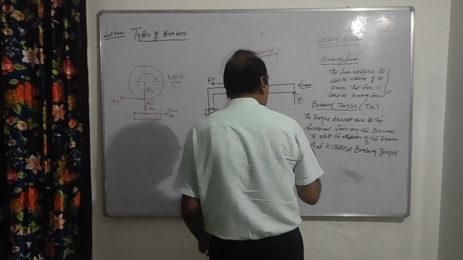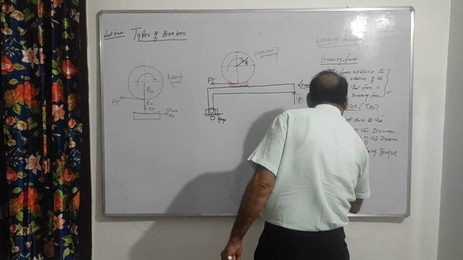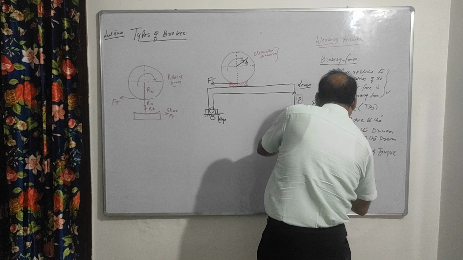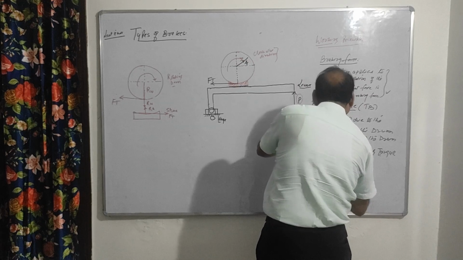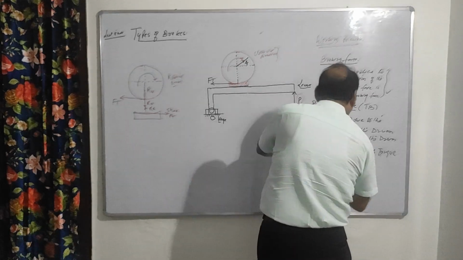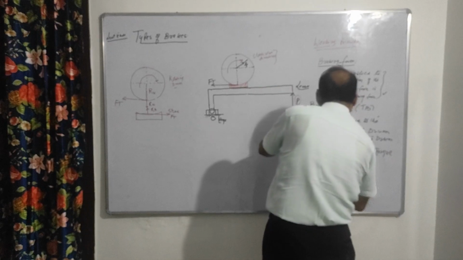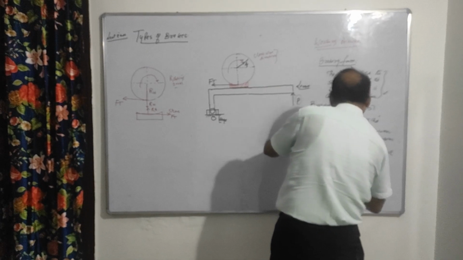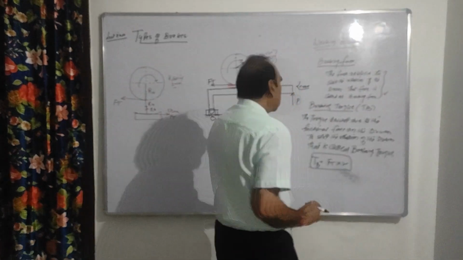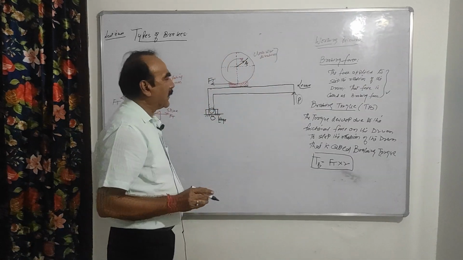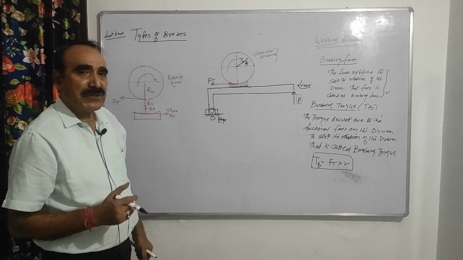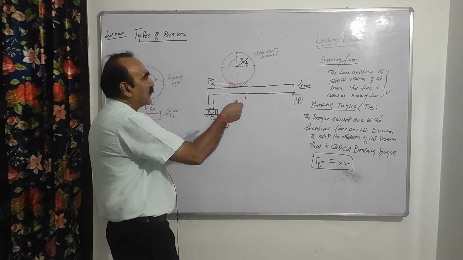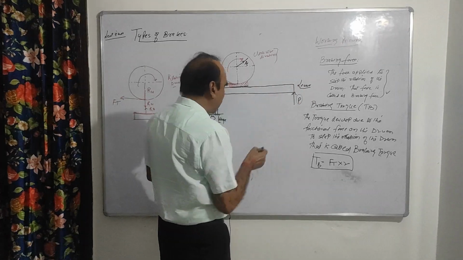So here you can say braking torque T is equal to Ft into R, where Ft is the frictional force and R is the drum radius. So this is your braking torque. These are the two important terms which we use in the design equation of this. I think you understand now what braking force and braking torque are.